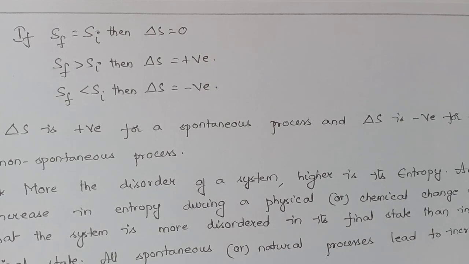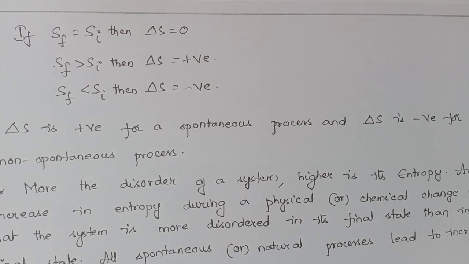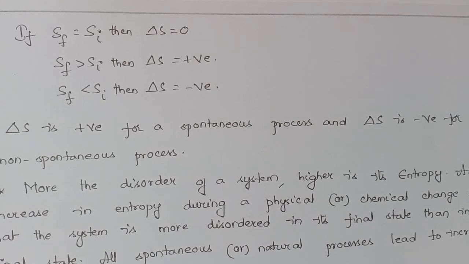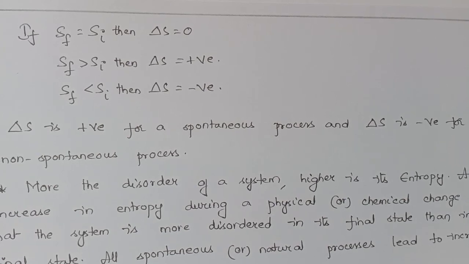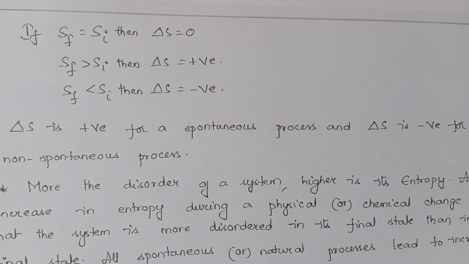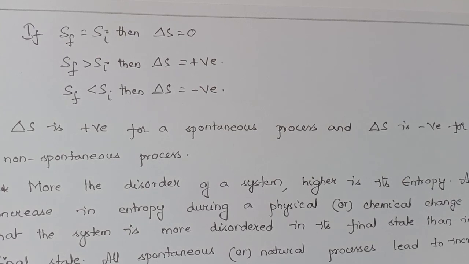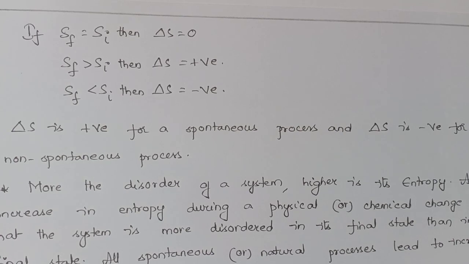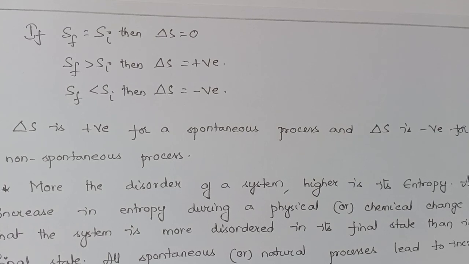Next, students, below write down: if SF is equal to SI, that means final entropy is equal to initial entropy, then what will the delta S value be? Taking SF minus SI, if both are equal, then the delta S value will be equal to 0. Suppose SF is greater than SI, say 80 minus 20 is equal to 60, so the delta S value will be positive.